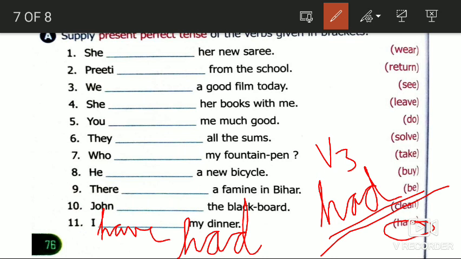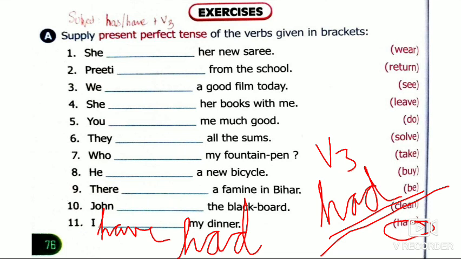The rest it's easy. You can do it by yourself. You have to do everything in the textbook. Those who do not have a textbook, you have to write everything in your notebook and you have to submit it. Remember, if you do not do your assignment, you lose marks. Those are very important for all of you.